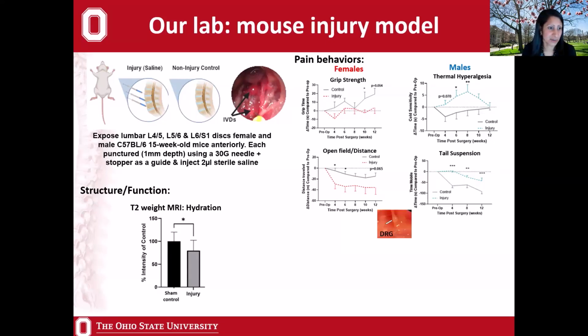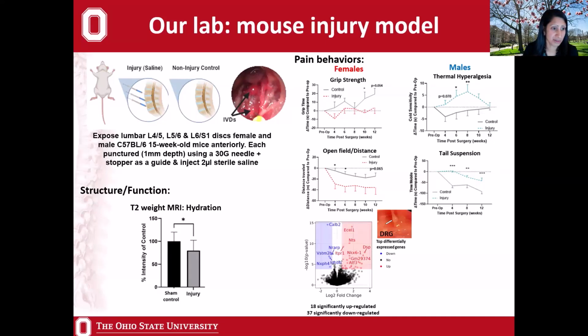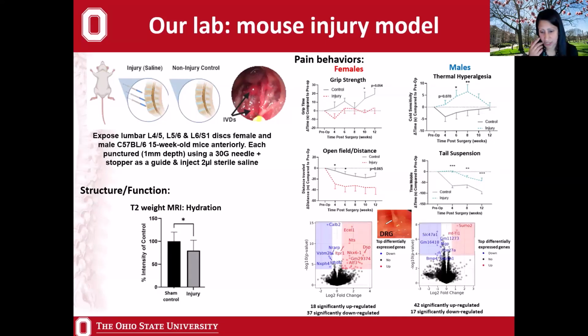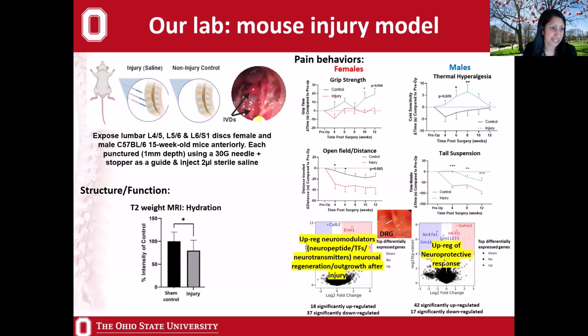We then isolate the dorsal root ganglion, the neurons, which are the source of pain. And then we've done transcriptome analysis of both males and females separately. Some interesting findings we see in the females is an upregulation of pain peptides, neuropeptides, neurotransmitters, also associated with neural regeneration, outgrowth, and injury. And in the males, we see more of a protective response. This is our initial IPA analysis that we've done to probe that. But yeah, just wanted to highlight some of the overall model that we're using.